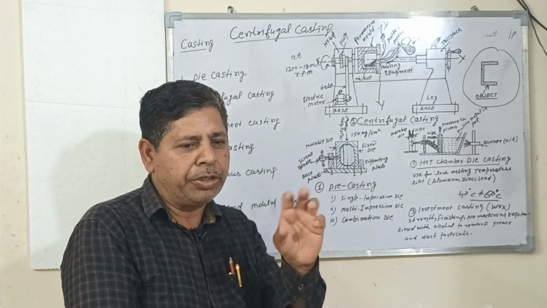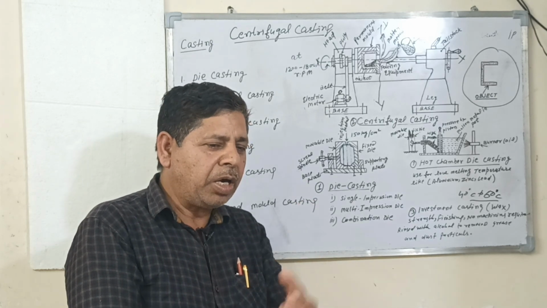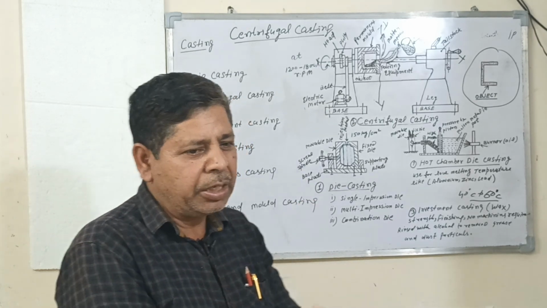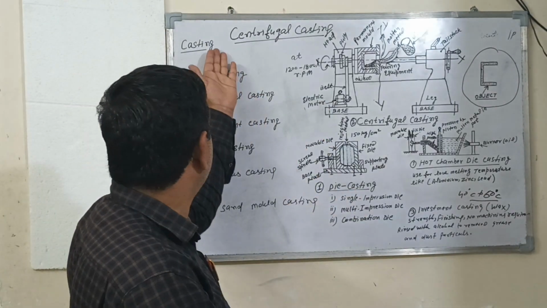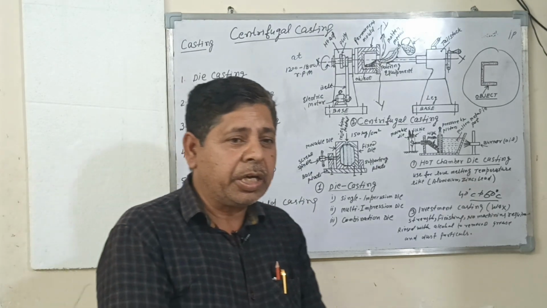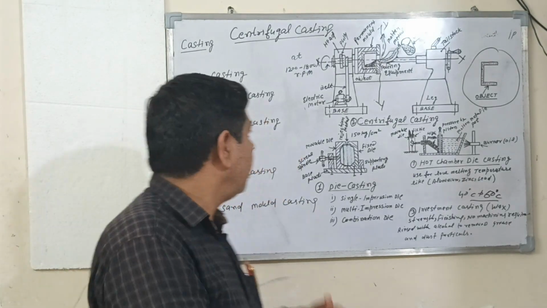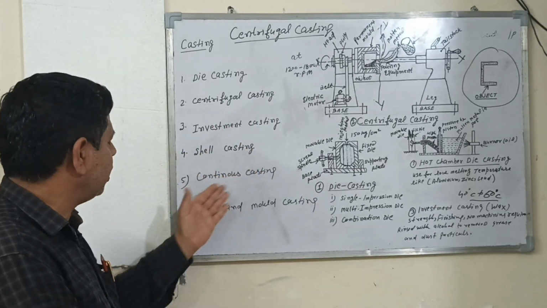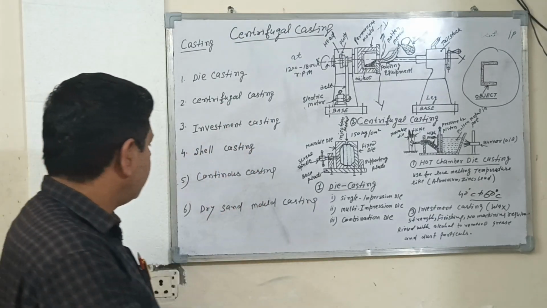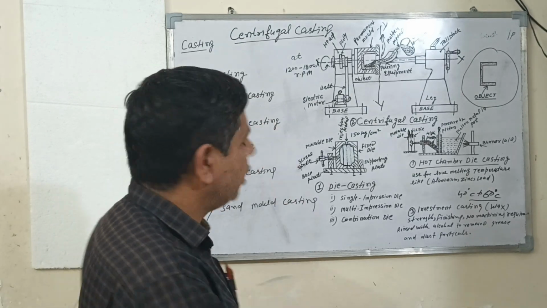The molten metal is poured into the cavity or mold. After solidification, the metal comes out in the form of components. This is called the casting process. The casting process can be carried out in different types like die casting, centrifugal casting, investment casting, shell casting, continuous casting and dry sand casting. First number is die casting.